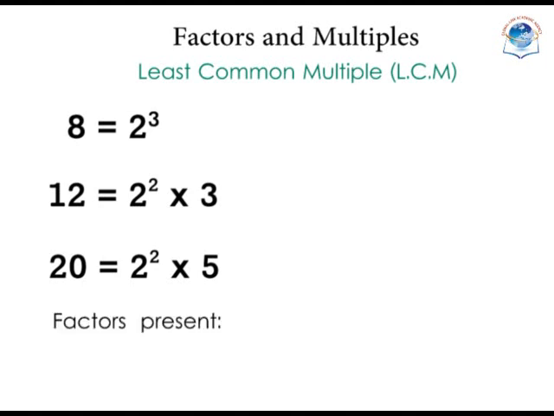The factors present are 2, 3, and 5. The largest 2 is 2 raised to power 3. The largest 3 is the only 3 present, and so we pick it. The largest 5 is again the only 5 present, and again we pick it. And so the LCM is 2 raised to power 3 times 3 times 5, which gives us 120.